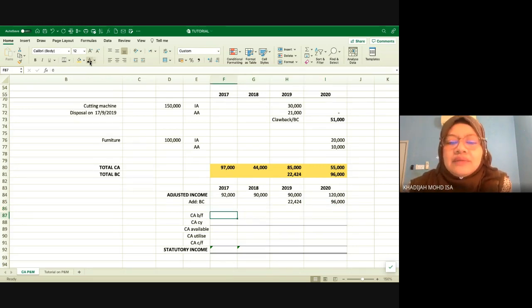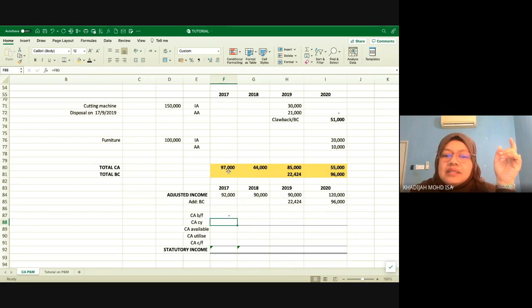For 2017, what is your CA? CA brought forward is 0. You don't have any information about the previous brought forward CA. But for the current year, how much is your CA? You go back to the top one. Based on this, that's your CA, 97,000. So how much available? Brought forward plus current year, this is your available amount, 97,000.